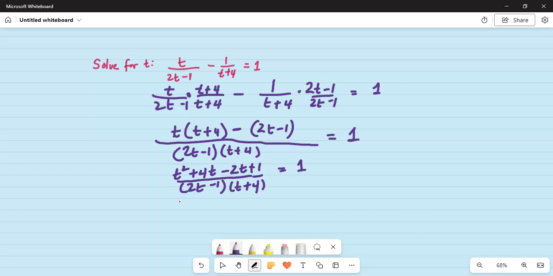So we have t square plus 4t minus 2t is plus 2t, plus 1, divided by 2t minus 1 times t plus 4 in the denominator, and that whole thing is equal to 1.